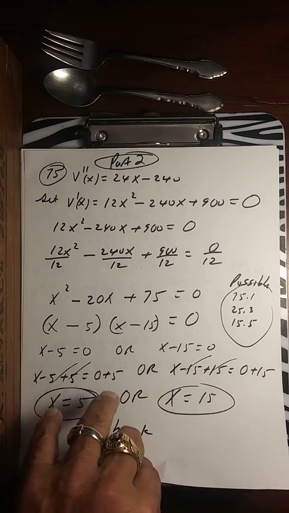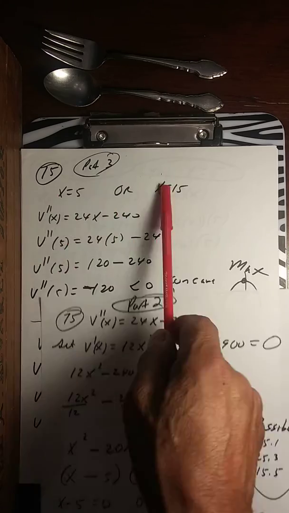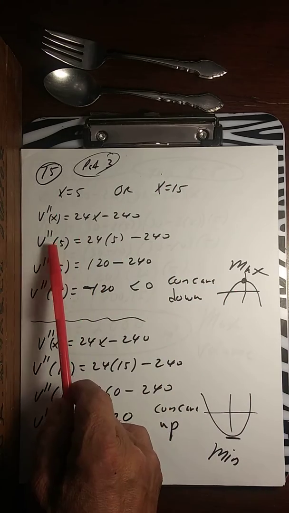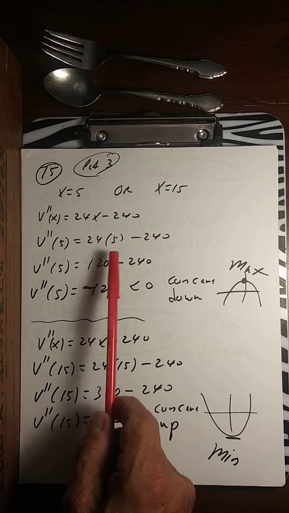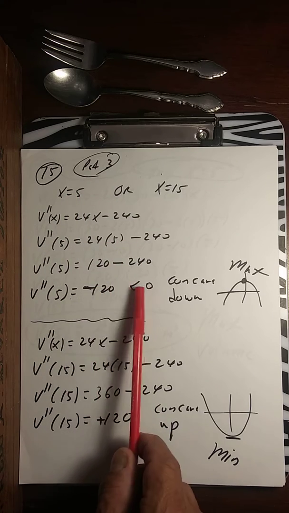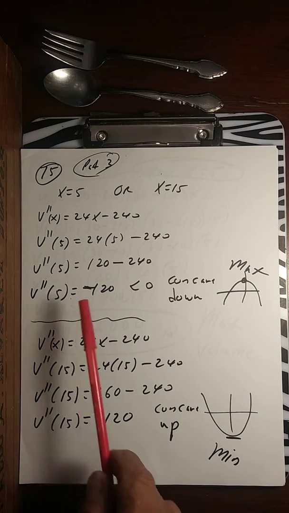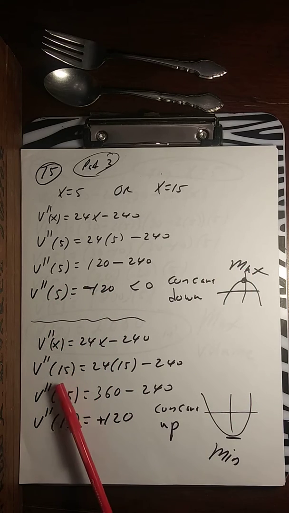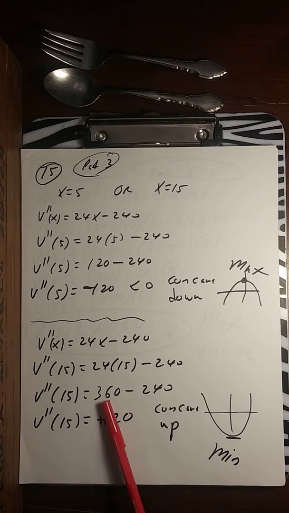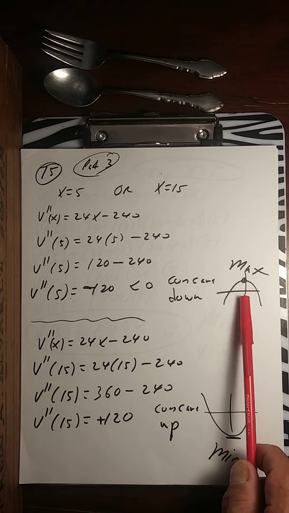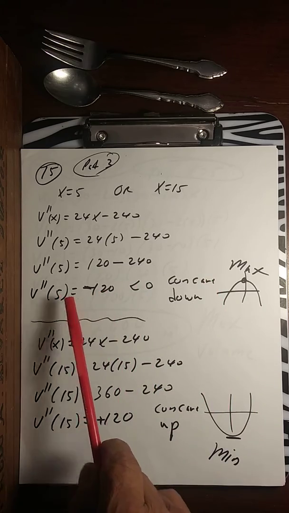Let's try them in the second derivative, see what happens. V double prime of 5 is 120 minus 240, so it's negative, which is concave down, meaning it's a max. The other one, V double prime of 15, 24 times 15 is 360 minus 240, positive 120, so it's concave up, that's a min. But we want the max, the 5.